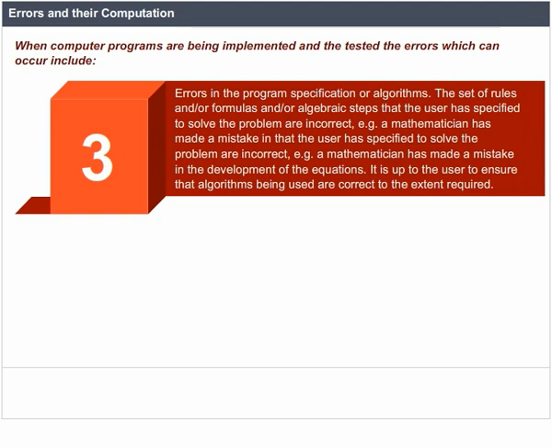Point number 3, errors in the program specification or algorithms, the set of rules and/or formulas and/or algebraic steps that the user has specified to solve the problem are incorrect. Example, a mathematician has made a mistake in the development of the equations. It is up to the user to ensure that algorithms being used are correct to the extent required.